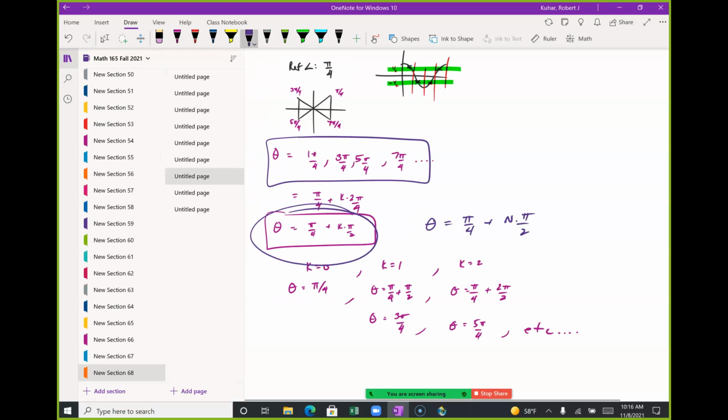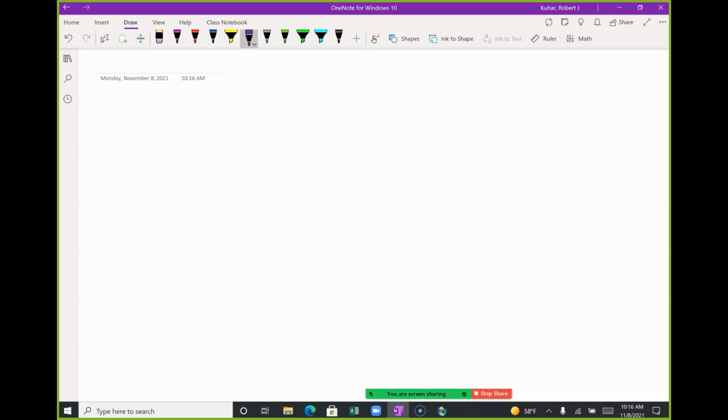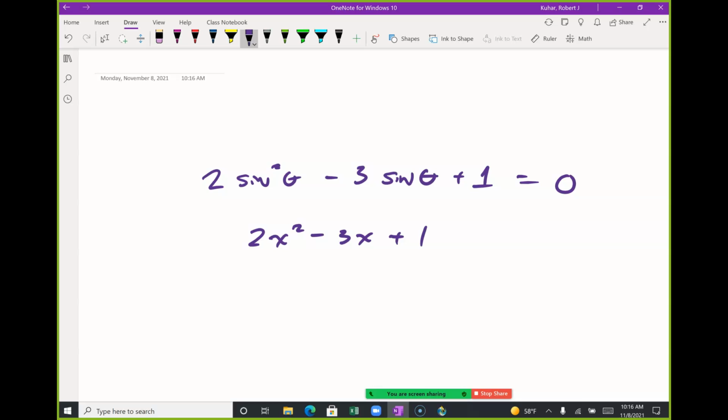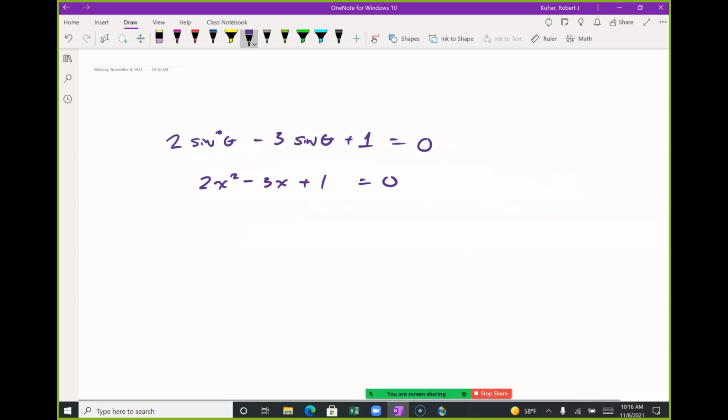I think we're only going to have time to look at this, not probably finish it, but let's see what happens. So I got 2 sine squared theta minus 3 sine theta plus 1 equals 0. Well, it's quadratic, obviously. X squared, right? You can really see the 2x squared minus 3x plus 1, right? So we want to solve this with the quadratic formula.